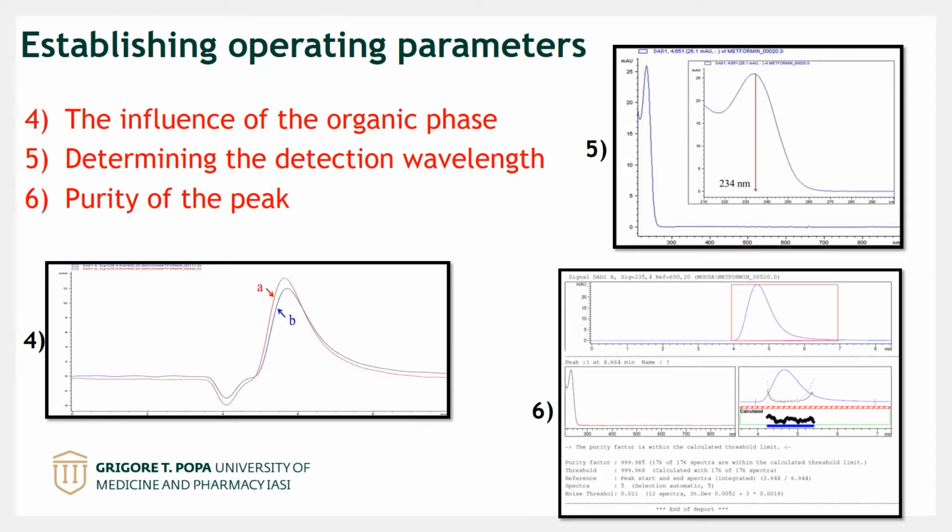Another parameter was the determination of the detection wavelength. In this case, we used a solution of metformin hydrochloride of concentration 500 micrograms per milliliter, using a mobile phase consisting of acetate buffer solution pH equals 3, methanol in a volume ratio of 70-30, obtaining a peak with a retention time of 4.66 minutes, set at 235 nanometers. The purity of the peak, according to the generated report, corresponding to image number 6, indicates that the peak obtained is pure.